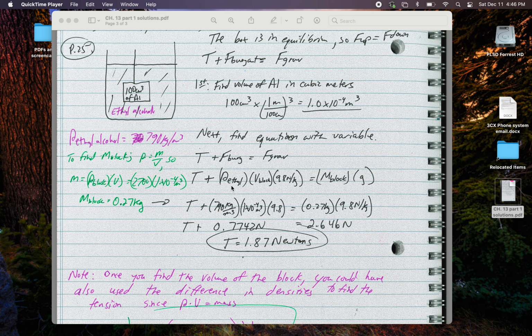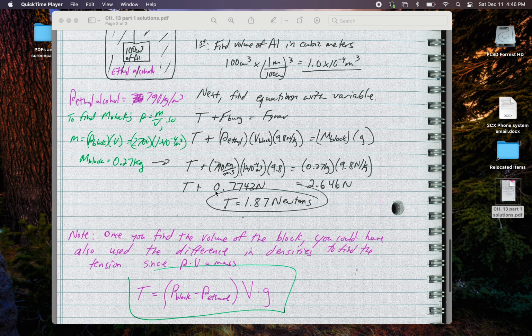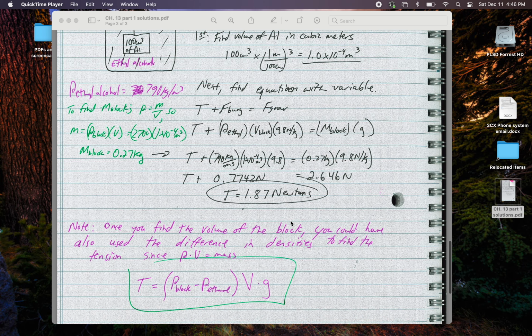So tension plus density of the liquid times volume of the block times 9.8, that's rho V g, will give me the buoyant force. Why the volume of the block? Because it's completely submerged. If the block was partially above water, I would have to use the volume of the liquid displaced. But here, because it's completely submerged, the volume of the block is equal to the volume of the liquid displaced. So this would be my buoyant force, and then mg would be my gravitational force. So we get T plus about 0.77 newtons is equal to about 2.65 newtons. So the tension is going to be 1.87 newtons.